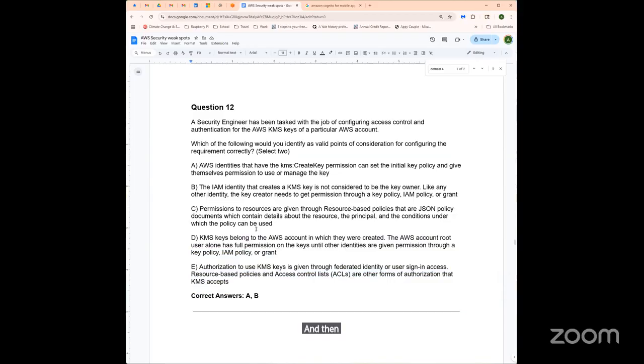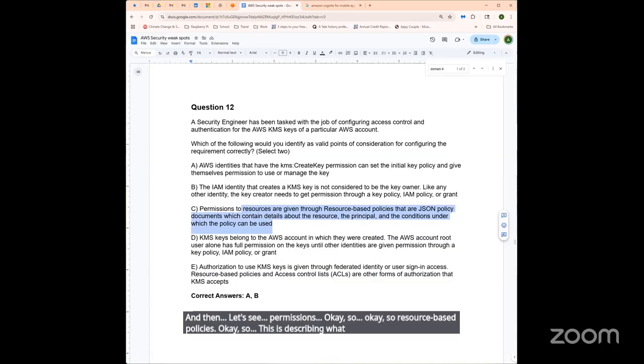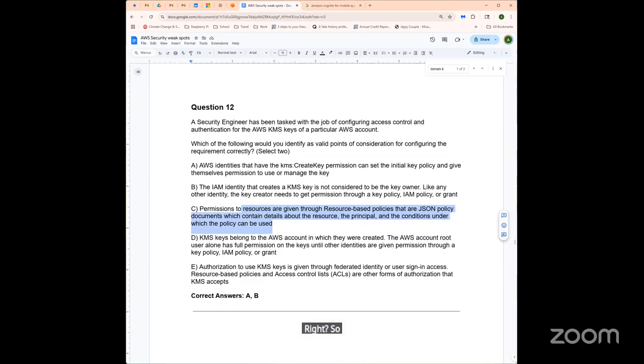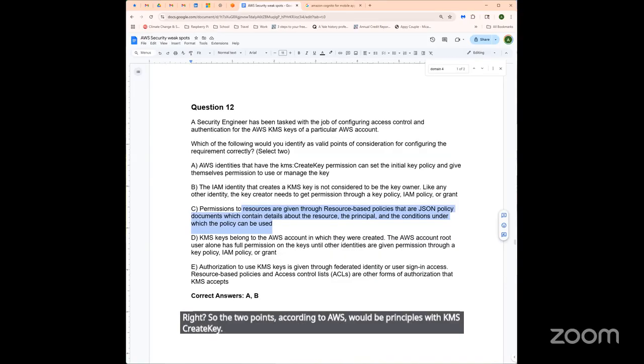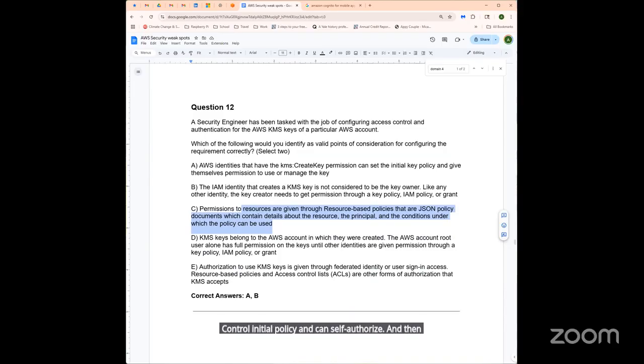And then, let's see, permissions. Resource-based policies. Okay, this is describing what a resource-based policy is. This is not specifically about KMS behavior. It doesn't really address how KMS key access control works, so it's a distractor, right? The two points, according to AWS, are that principals with KMS create key control the initial policy and can self-authorize, and key creators have no default rights. They must be granted explicitly, all right? And those are covered in this. All right, so next question.